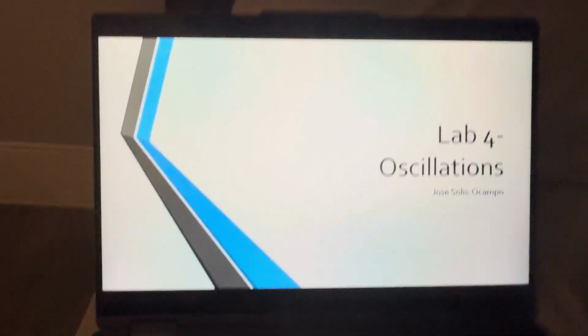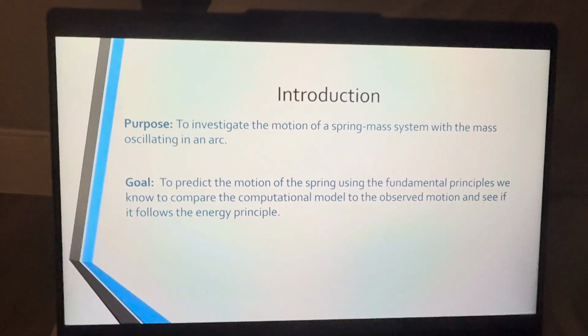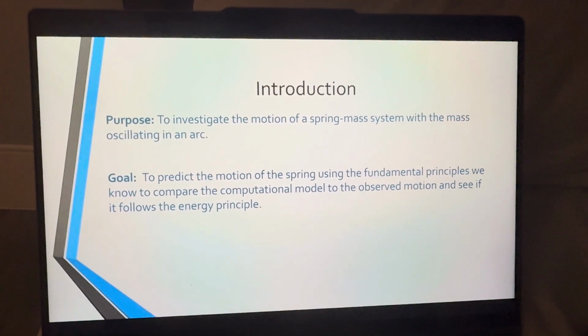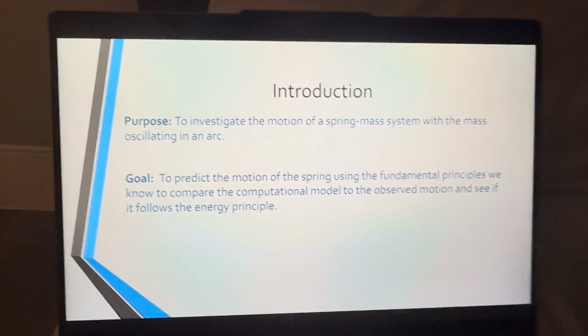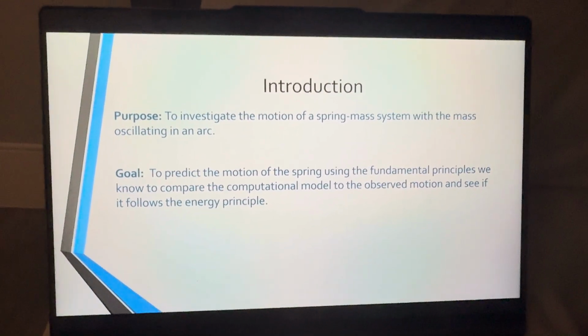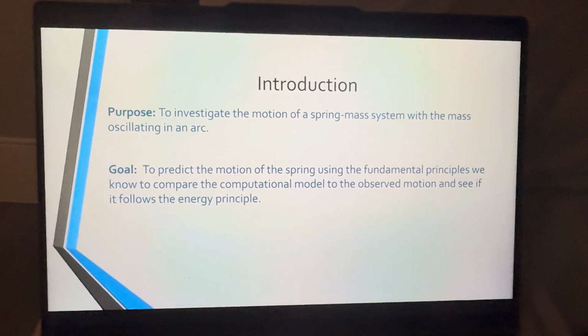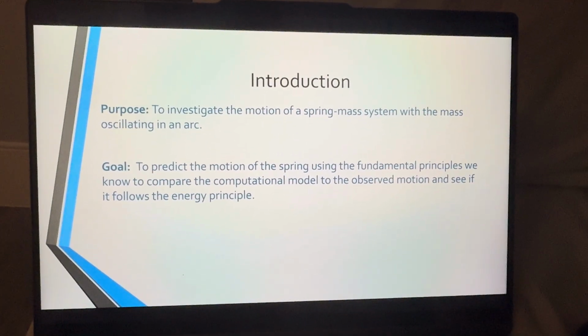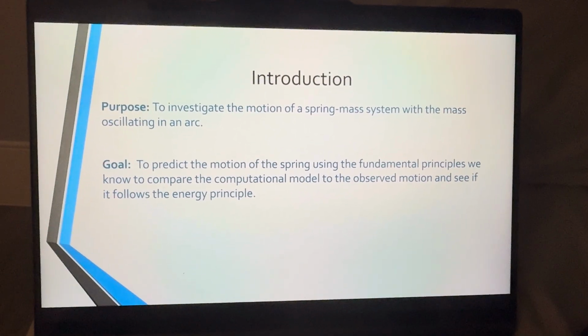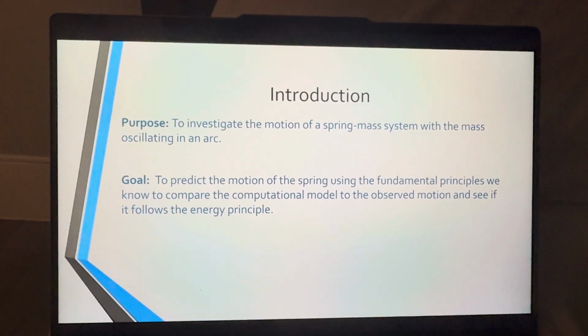Solis-Ocampo, Lab 4, Oscillations. Introduction. So the purpose of this lab is to investigate the motion of a spring mass system with the mass oscillating in an arc, with the spring at a fixed point. And the goal of this is to predict the motion of the spring using the fundamental principles we know in order to compare the computational model to the observed motion and see if it follows the energy principle.